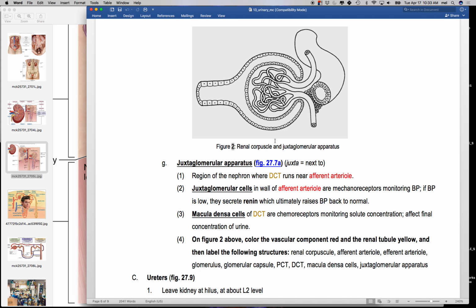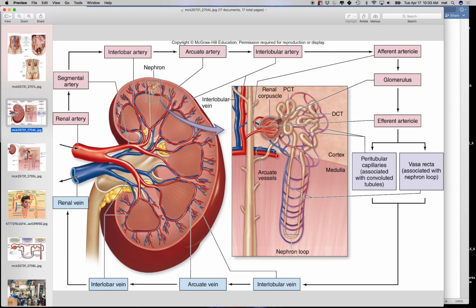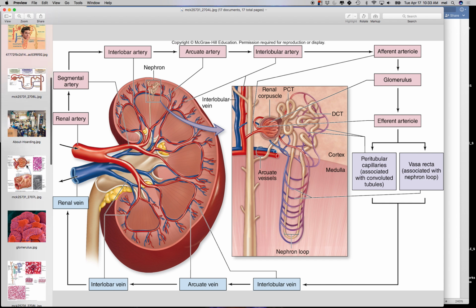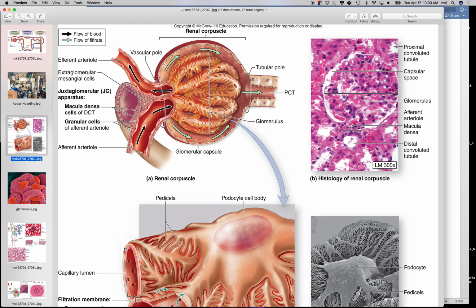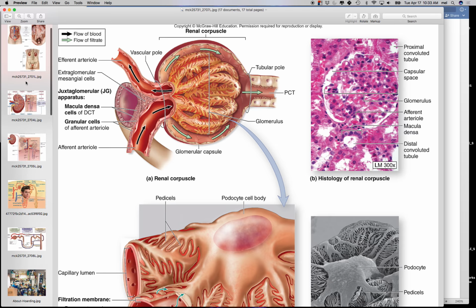Okay. I don't ask you super duper complex questions about it, but I do ask you a little bit about it. You ready? Okay. There is this area where, let me show you. Do you see right here where the afferent arteriole and the efferent arteriole, and then what is lying between them is the distal convoluted tubule? Do you see that?